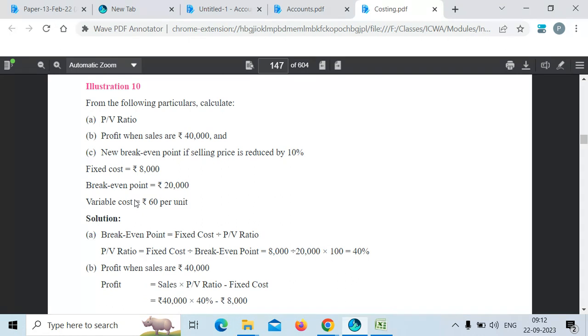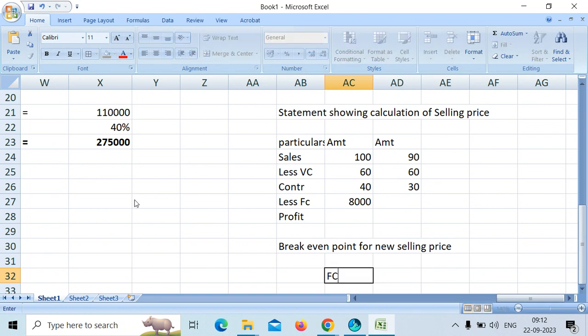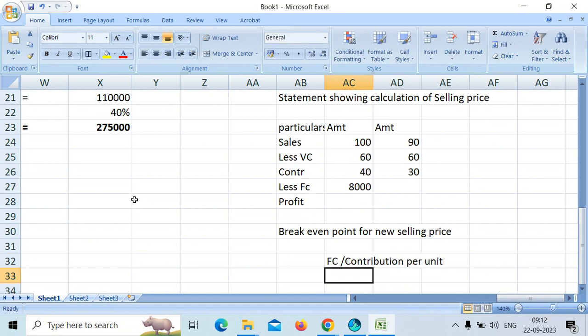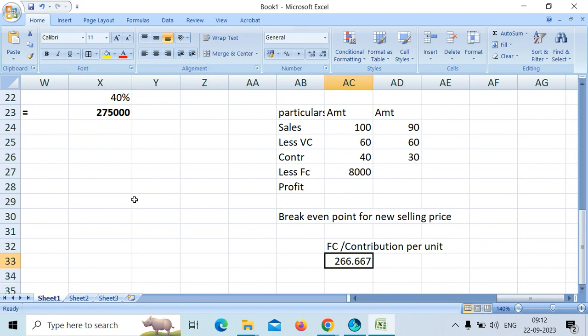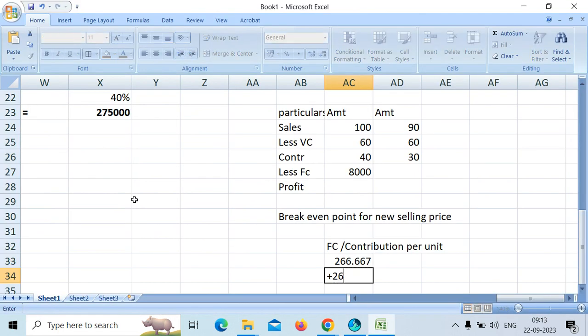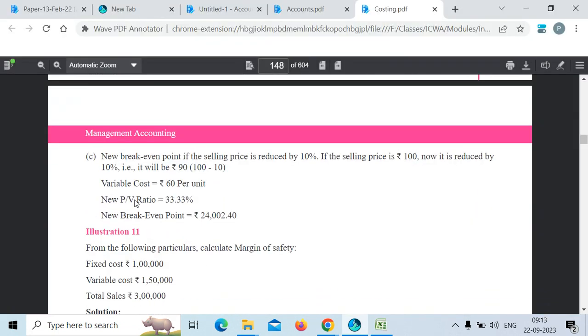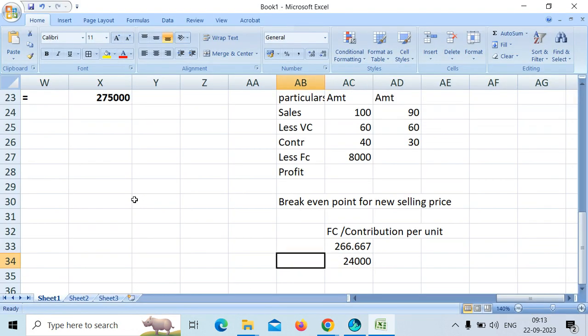I'm supposed to calculate break-even point if selling price is reduced. So break-even point for new selling price will be fixed cost divided by contribution per unit. So fixed cost is 8,000 divided by 30 rupees per unit. So 266 units. If I multiply this with the selling price, I'll get 24,000 as break-even sales. And complete this.